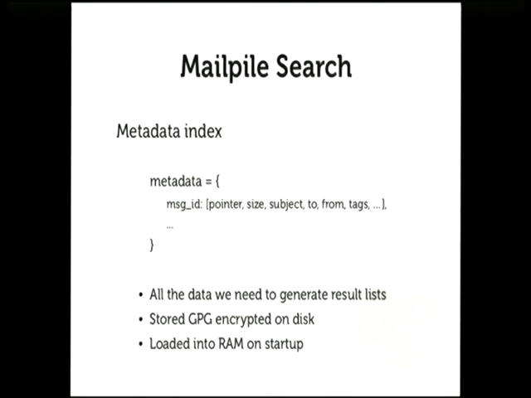The metadata index looks like that. It's just a dictionary. You have an ID, and it maps to a bunch of attributes. What we put in the metadata index is all of the data that we need to generate search results. So when you search for potato, I get back a list of messages, and I can find the subject lines, the senders, all the details that I need to show you the list. So I can show you the list immediately. And that's how we get a good experience when you're searching. The metadata we're currently storing encrypted on disk, GPG encrypted. Posting lists are not yet encrypted, but they will be.